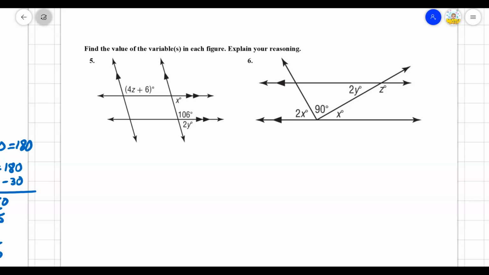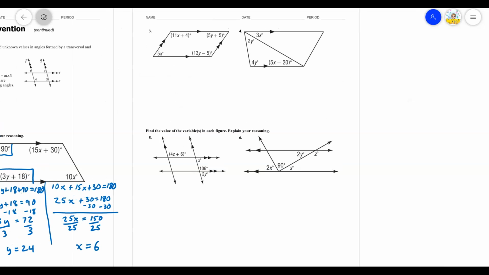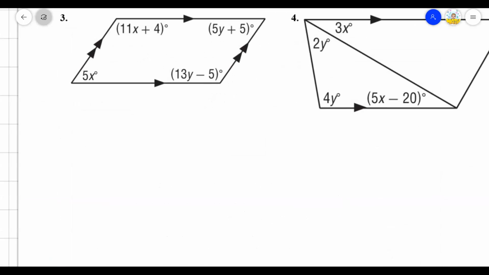Okay, so now we have more parallel lines and variables to solve for again. So let's try to think about what would be a solvable situation here. When we look at x and 106, let's start up here with these examples. I missed those for a second there.